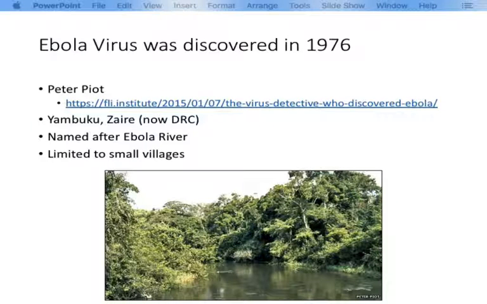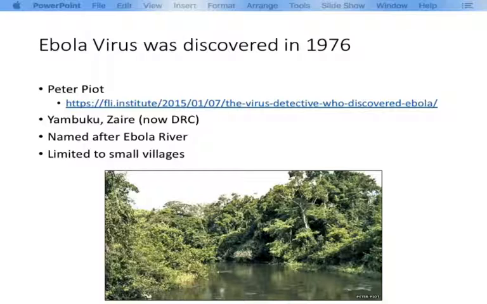So let's just start with a couple of basics. Ebola was discovered in 1976, when an outbreak took place in Africa, in Zaire, which is now the Democratic Republic of Congo, in a town known as Yambuku. The virus was named after the river, Ebola. And at the time, these outbreaks were limited to small villages. Okay? And this is kind of important, and we'll talk about the importance of that a little bit later.